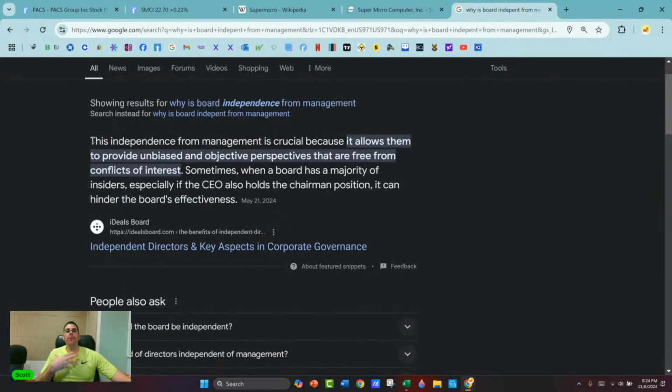So if you Google it, why does the board have to be separate from management? Because everybody wants to make a lot of money. Hopefully the board and management want to be successful and make the most money, but the independence from management is crucial. It allows the board to provide an unbiased and objective perspective that is free from conflicts of interest. Because if you're the CEO or CFO, you want to make as much money as possible, so you can juice up your bonus. But the board is there to say, no, you can't give yourself a $1 billion bonus. It's ridiculous. It has to be within reason.